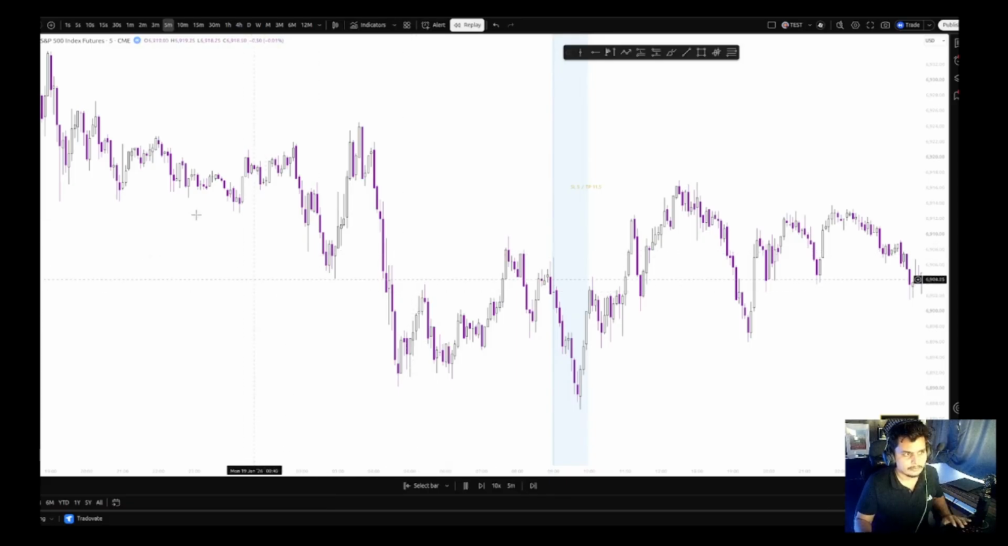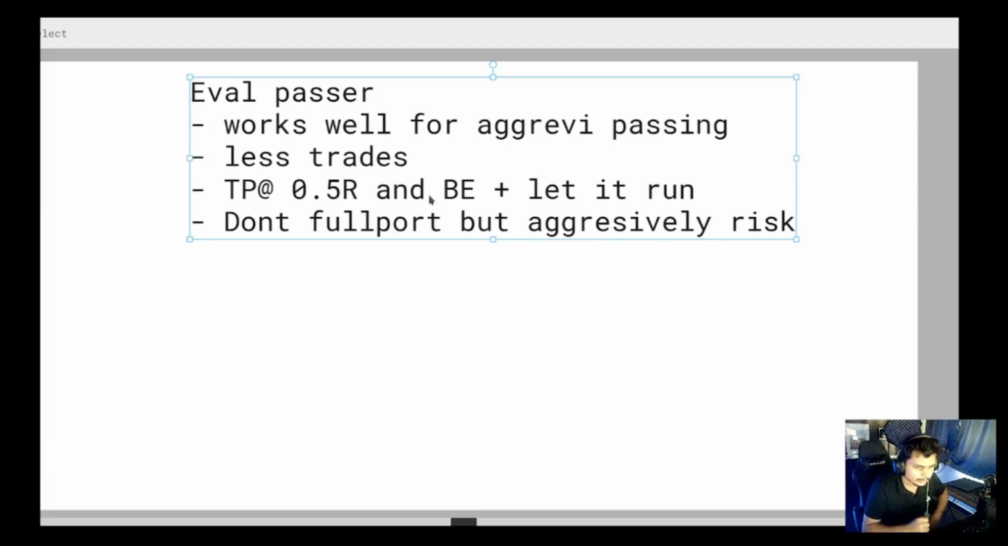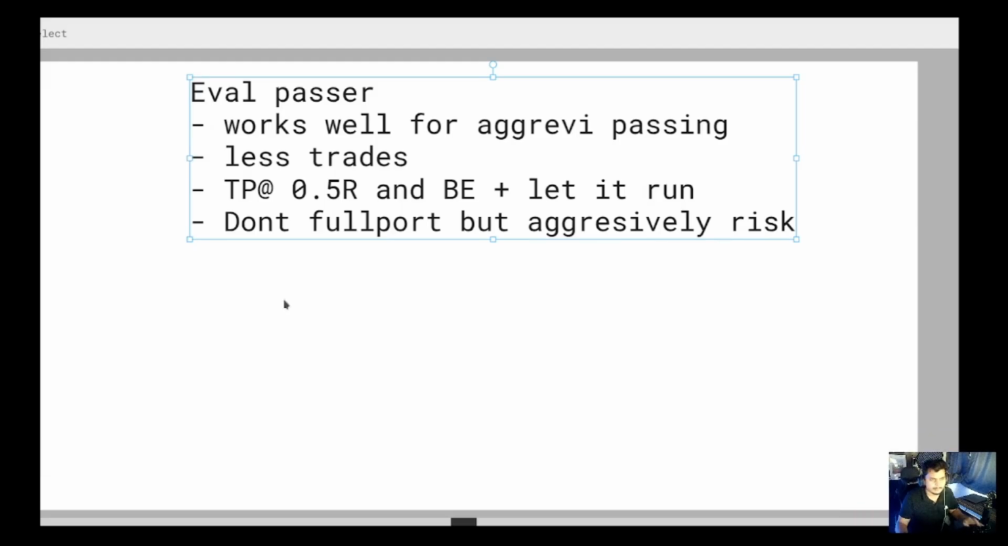However, this is the different variation now. This is only meant for evaluation passing, and maybe it does work on a live account. You can try for yourself, and it works well for aggressive passing. Less trades, it will give less trades a month. It can sometimes give 2 trades, 3 trades, 4 trades, 5 trades at max. It won't go above 5 trades a month.